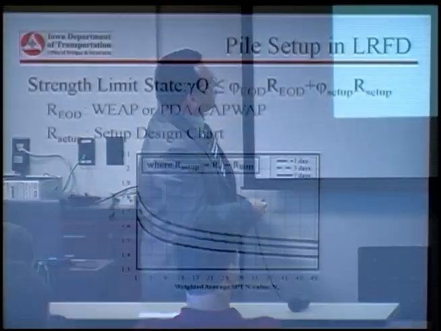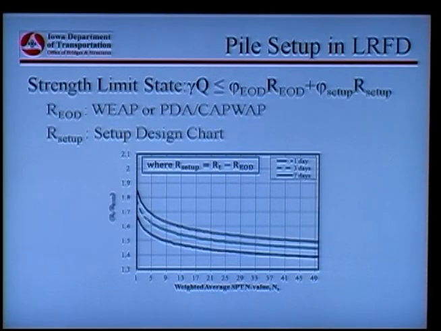So we break it into two. You have the resistance at end of driving multiplied by the resistance factor, multiplied by the resistance that you measured at the end of driving, either by WEAP or by CAPWAP, PDA, plus the resistance factor for the setup component multiplied by the setup resistance, which is the net increase in the capacity.